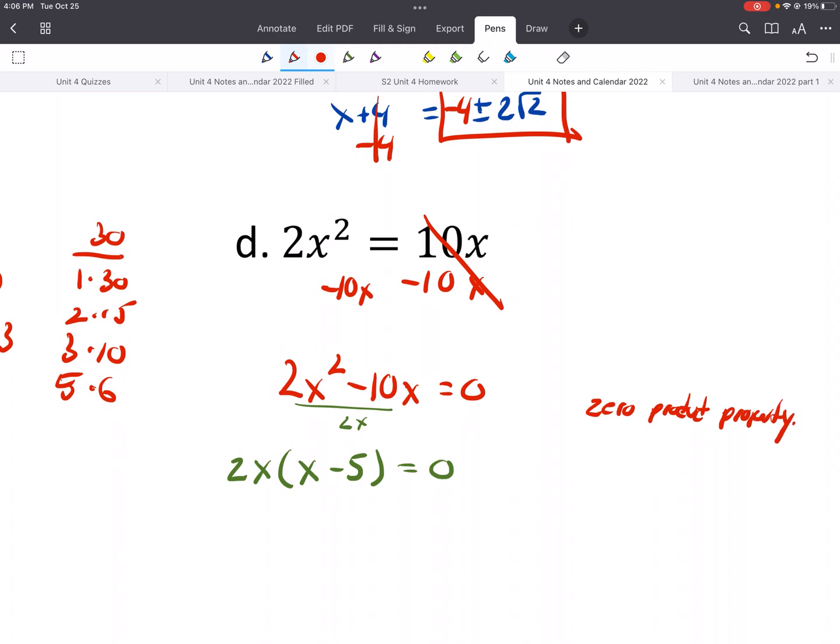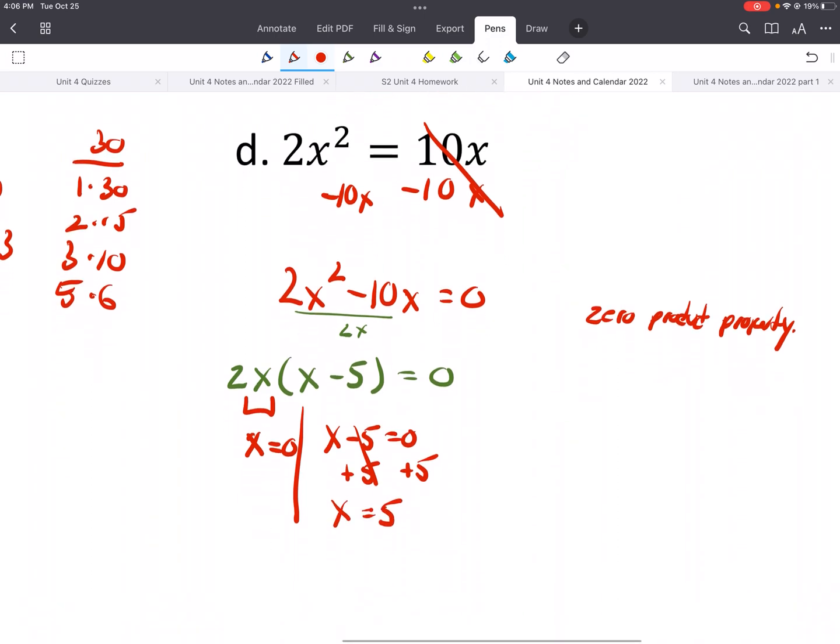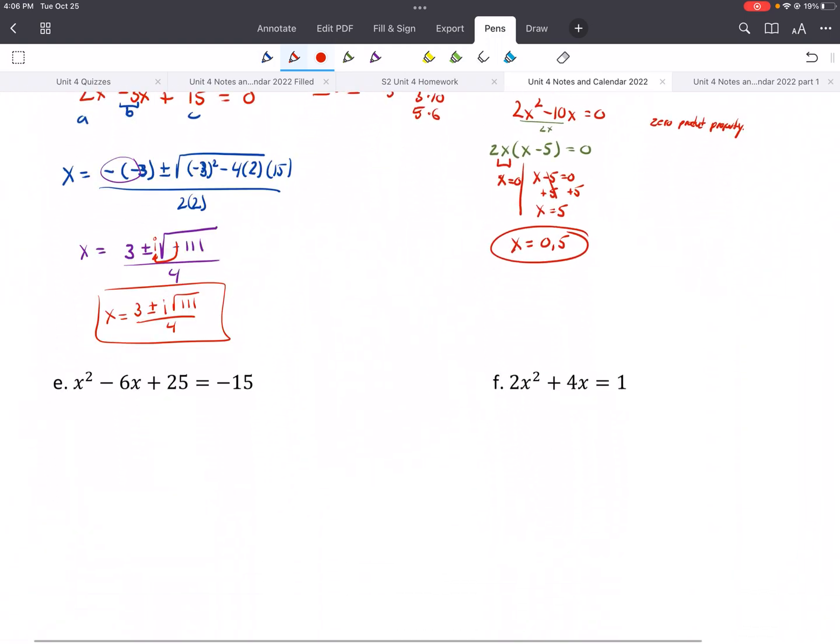Okay, so that means that either x has got to be equal to 0, so x equals 0, or x minus 5 has got to be equal to 0. So we'd add both sides by 5, and we'd get x equals 5. So those are our two solutions, x equals 0 and 5. Alright, 2 more to go.